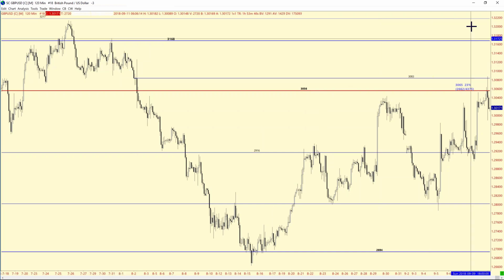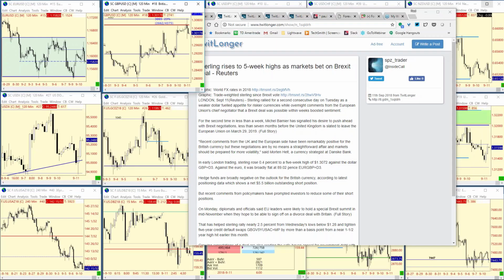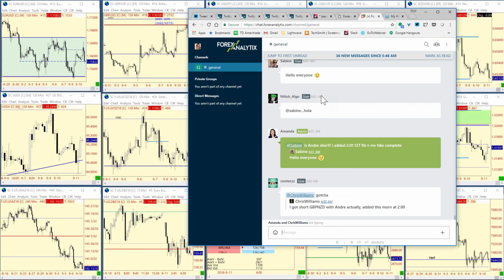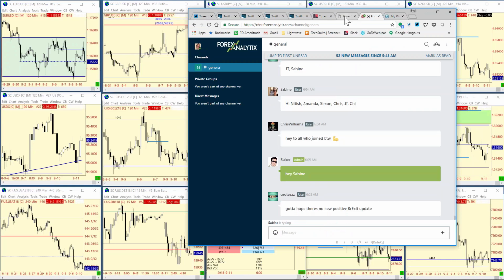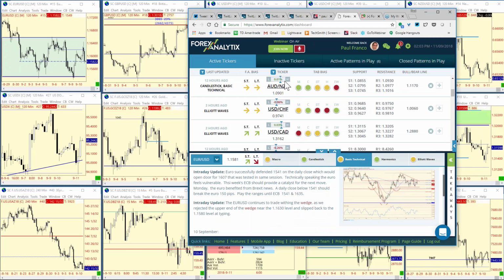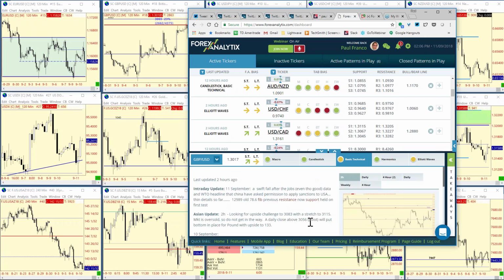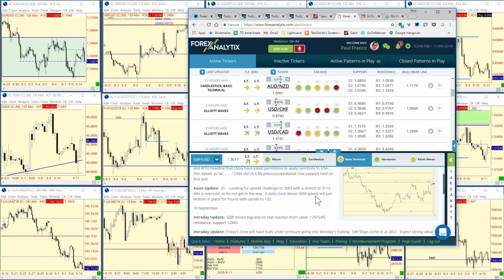I don't know if I can pull that up here on the ForexAnalytix, but you have the opportunity to jump back in here. Have to jump into the cable. Let's see if we can get that update. There we go. Look at the cable right here. And here's the Asian update from yesterday. For those of you who have access to the ForexAnalytix, that's a great thing about it: the webinar is over and I try and get some analysis out for the day.